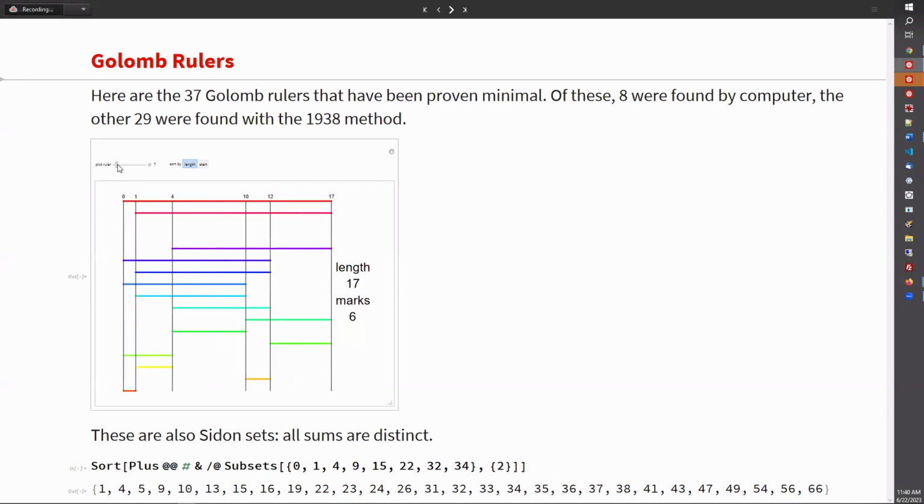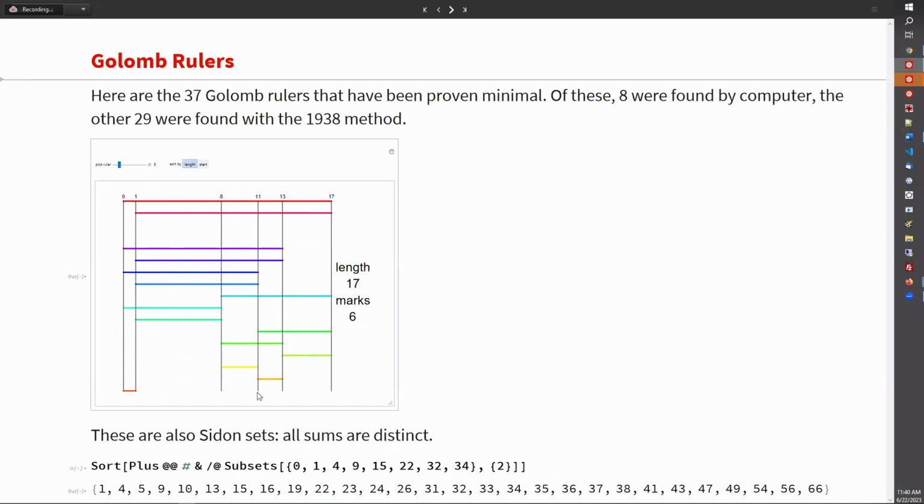Each one of these basically shows the various differences that could be found. But some are missing. For example, for length 17 and 6 marks, these are gaps in what's representable.